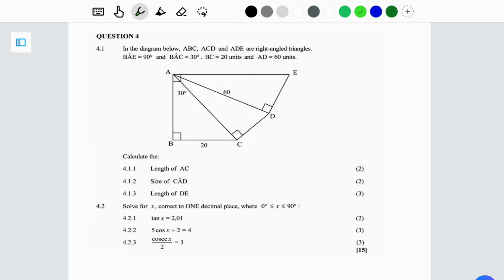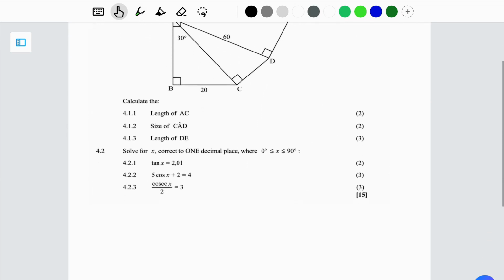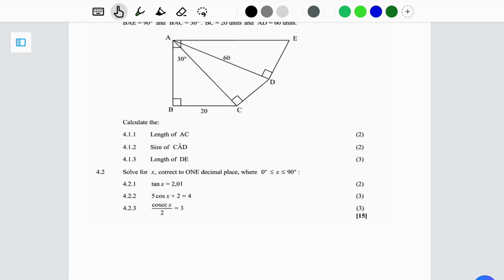Let's look at the question. It says BC equals 20 units and AD equals 60 units, and as you can see, that's given to you over there. So it says 4.1.1, calculate the length of AC. So we know AC is basically this hypotenuse over here. You guys with me?